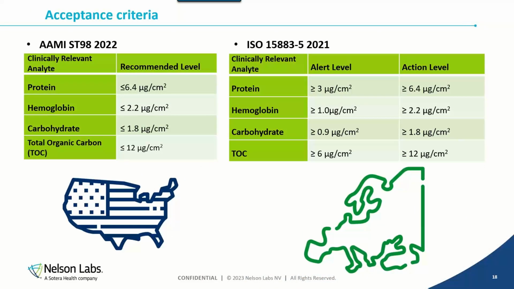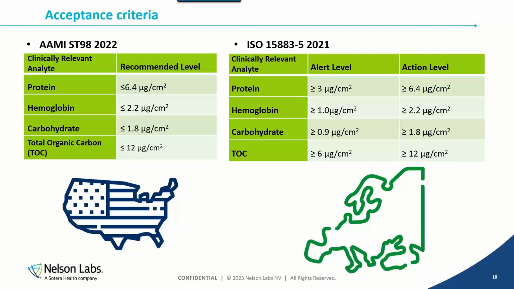And then in terms of acceptance criteria, this is where we have different guidance documents in different markets. So for the US, we have a standard called ST98 that lists different acceptance criteria for protein, hemoglobin, carbohydrate, or total organic carbon. In Europe, we also have a standard that we refer to, which is ISO 15883-5. Now, ISO 15883-5 is not necessarily a standard for validating reusable medical devices per se. It's really targeted towards validating washer disinfectors.